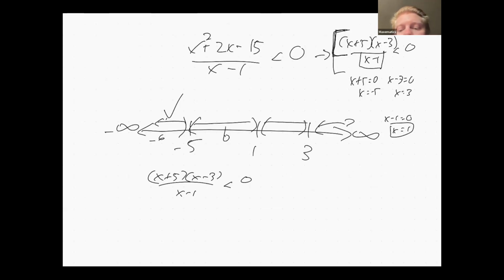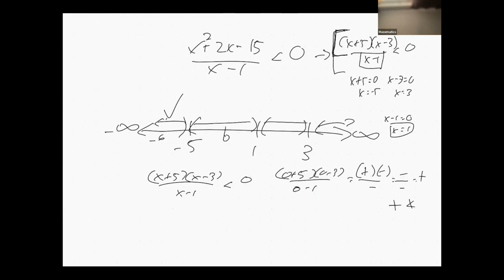0 plus 5, 0 minus 3, 0 minus 1. 0 plus 5 is positive. 0 minus 3 is negative. 0 minus 1 is negative. Actually, we should probably look at it this way. Positive times a negative is a negative, divided by a negative. Negative divided by a negative is a positive, but positives are not less than 0, right? We want less than 0, so this interval is not going to be true.